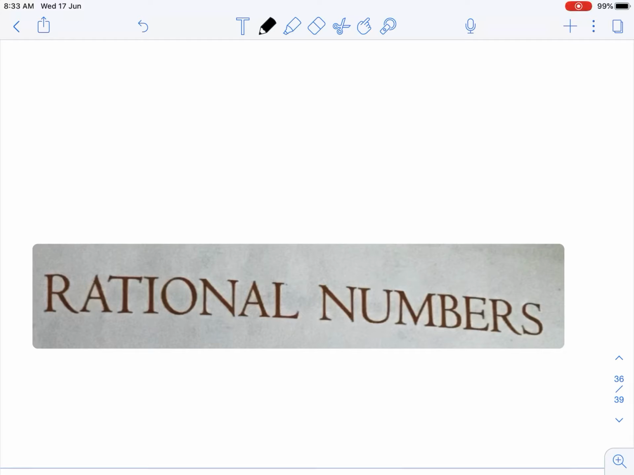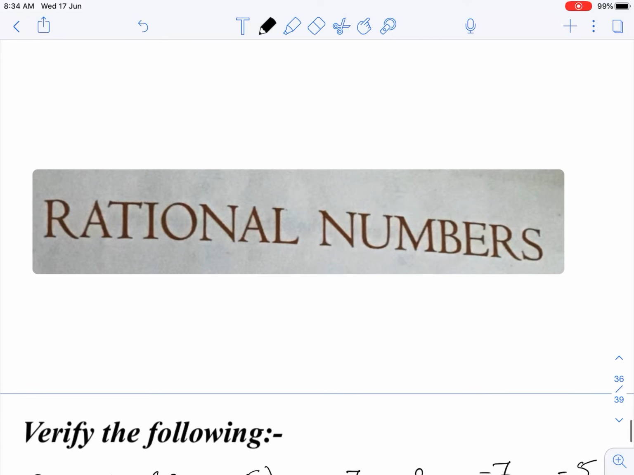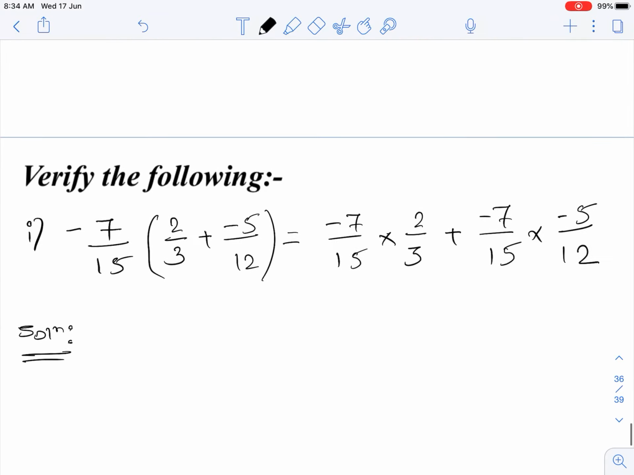So hello students. Now last time we have started a chapter that is rational numbers. Before this, in the previous period, we have learned about addition, subtraction and multiplication of rational numbers. Today we are going to solve some more examples on multiplication of rational numbers. So now let us start with the first type of example.